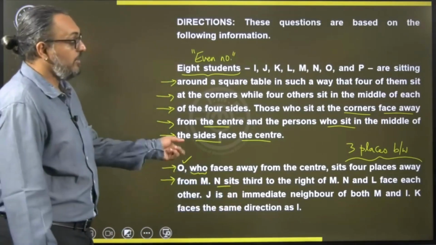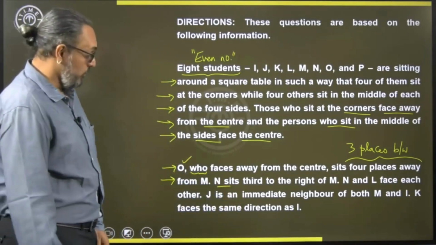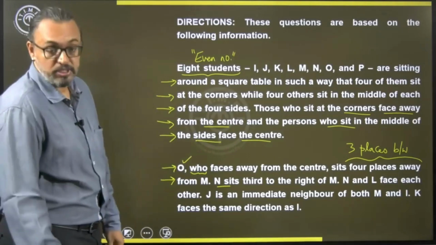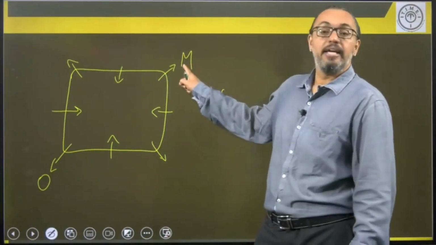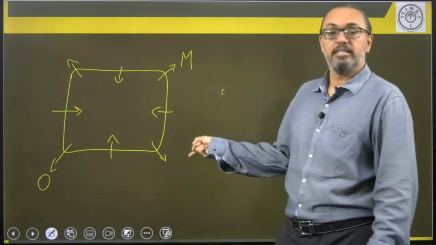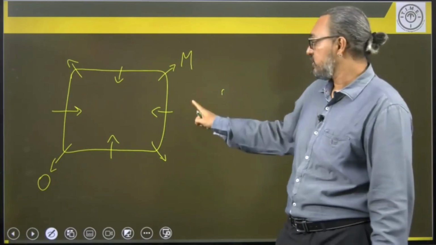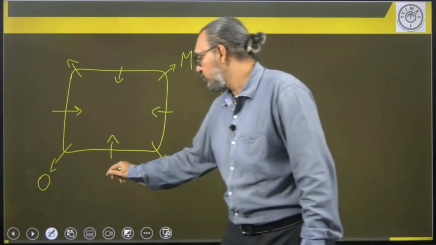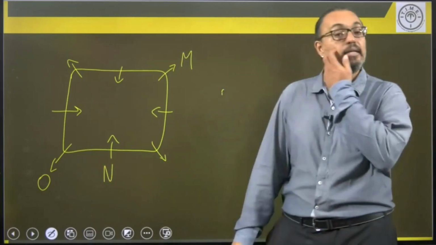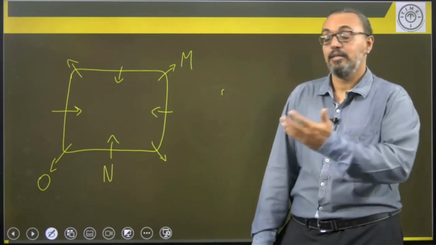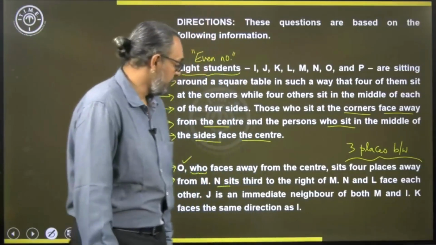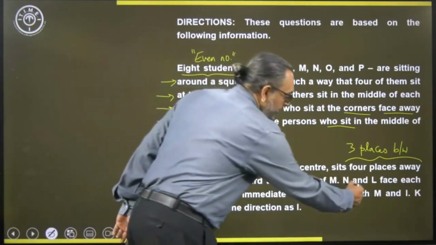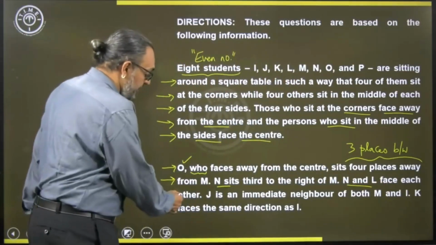N sits third to the right of M. Okay. So on the right side of M, the third position is N. Let us check. So right of M, right is the clockwise direction for those facing away. Third position, so first, second, third position. So on the right side of M, the third position is N. N is third to the right of M. Okay. Right. Then next, N and L face each other.